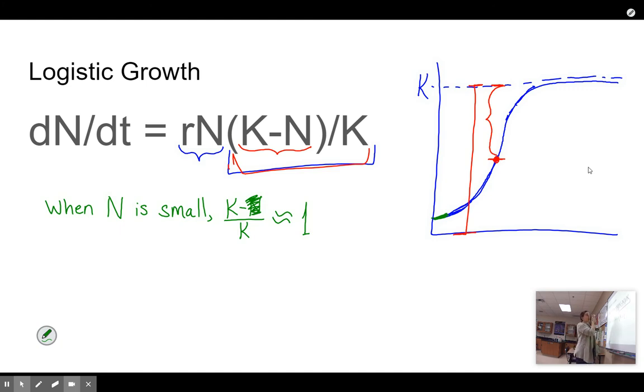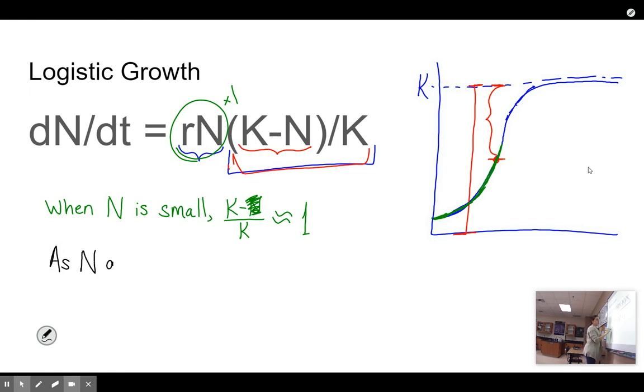So then if you look back at our original equation, if we just have the rate of growth times the population size times 1, that's basically our exponential growth equation, right? So that tells us when N is low at the beginning, our population is growing exponentially. And it's going to continue like that all the way up to maybe about there.